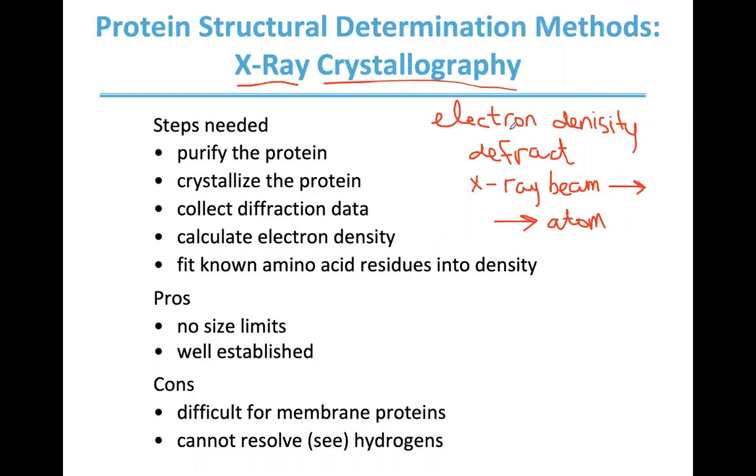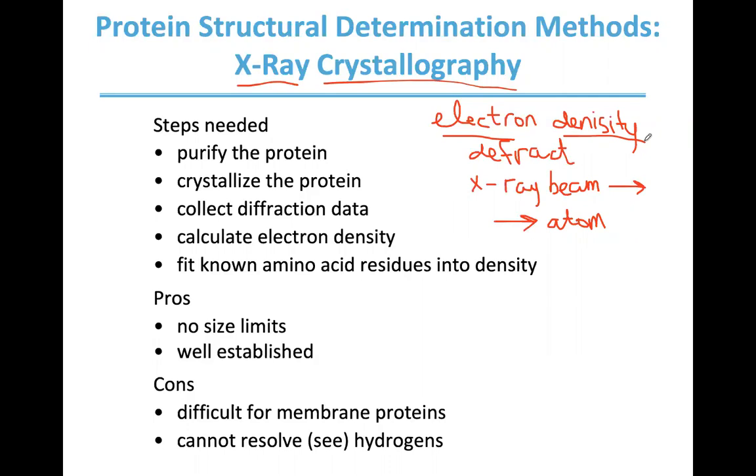Because they can't see them. Why can the X-ray beams not see hydrogens? Are they too small? Well, too small, but look, electron density, that's the key word. Do hydrogens have any electron density? Oh, there's no electrons. There's no electrons, that's right.